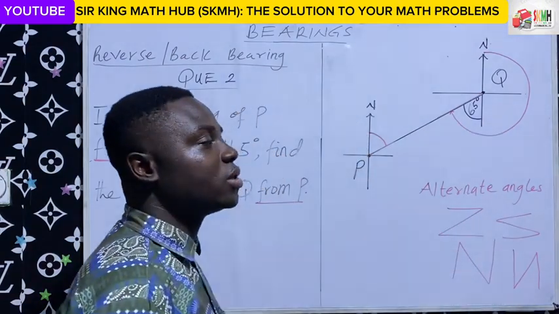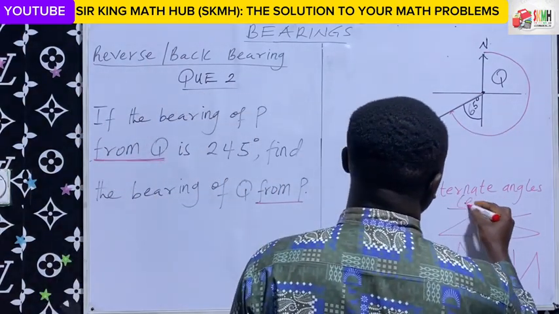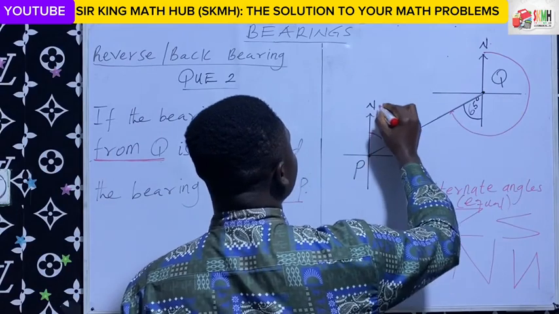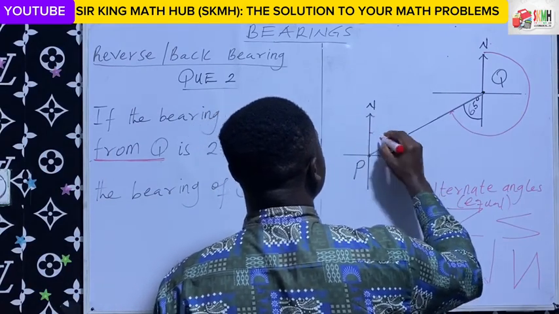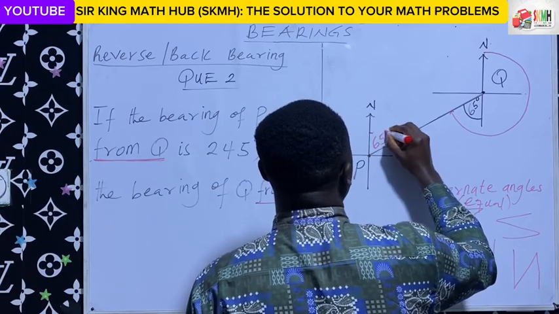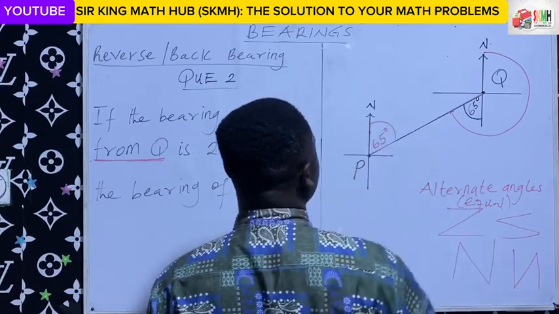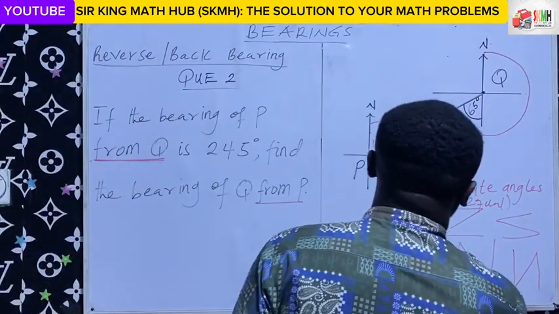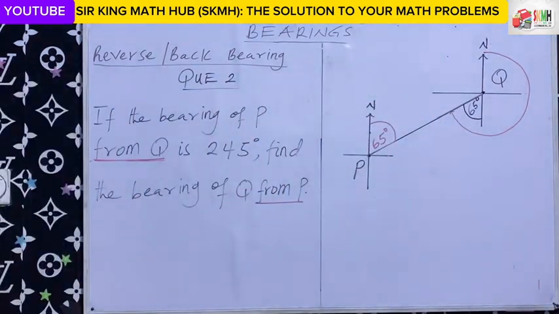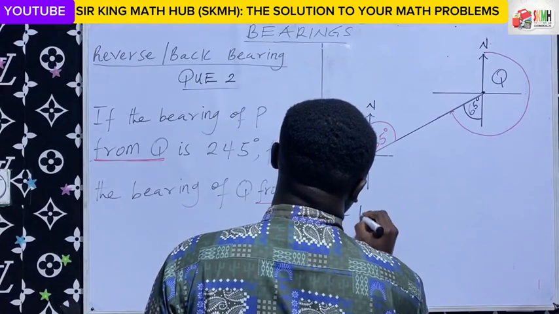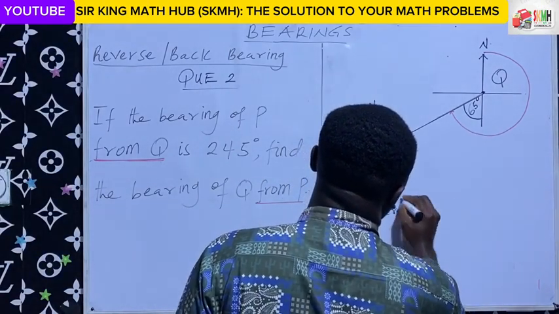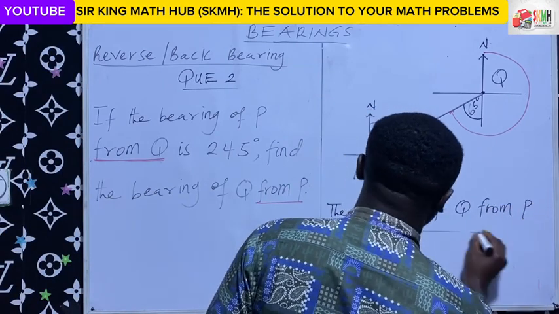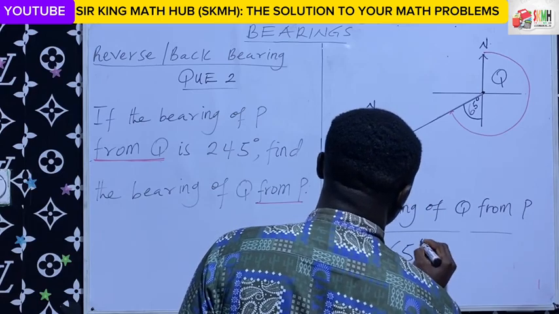And what is the relationship between alternate angles? Alternate angles are equal. So if this angle here measures 65 degrees, then this angle here must also measure 65 degrees. So in conclusion, what is the bearing of Q from P? The bearing of Q from P, straightforward, measures 65 degrees.